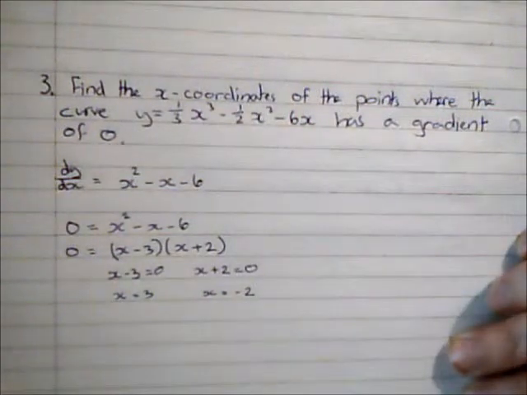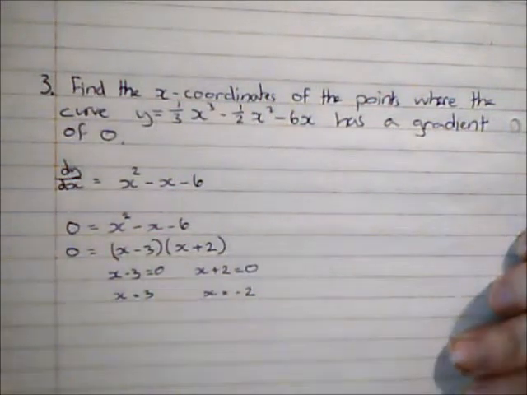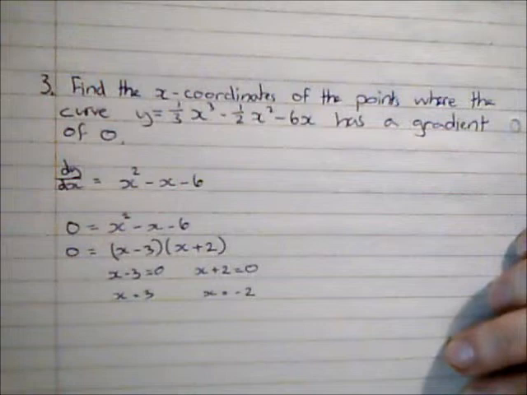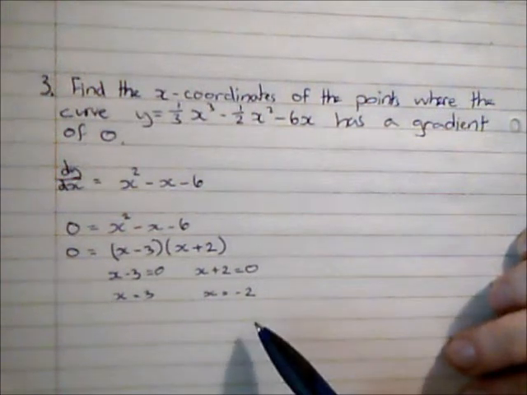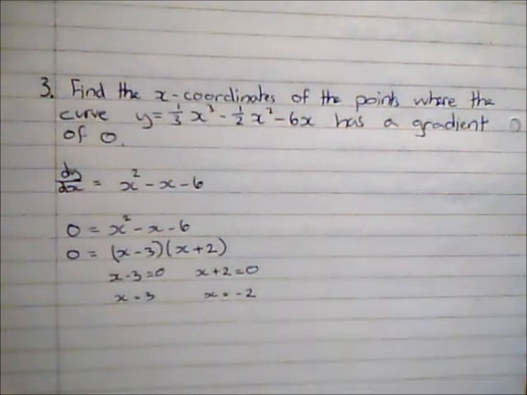negative 2. So there are 2 points on this curve where the gradient is 0, and they occur at x coordinate 3 and x coordinate negative 2. If I wanted to go and find the y coordinates as well, I could substitute those back into the original function.